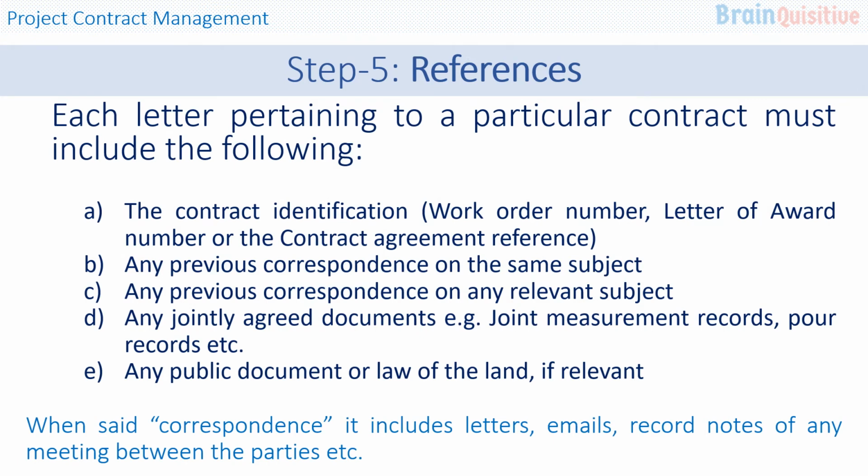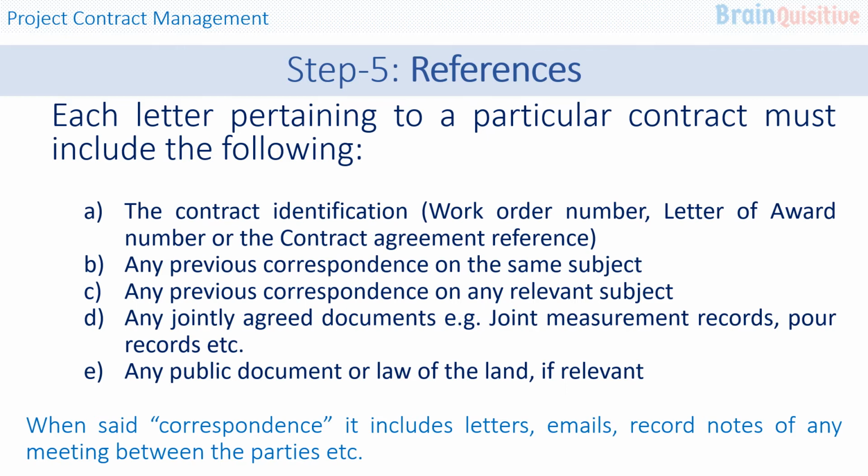Step 5 is mentioning the references. Each letter pertaining to a particular contract must include the following. First, the contract identification. This may be the work order number, the letter of award number, or the contract agreement reference. Second, any previous correspondence on the same subject. That is any letter or minutes of meeting or any other relevant document on the same subject you have already issued to the client or signed jointly.